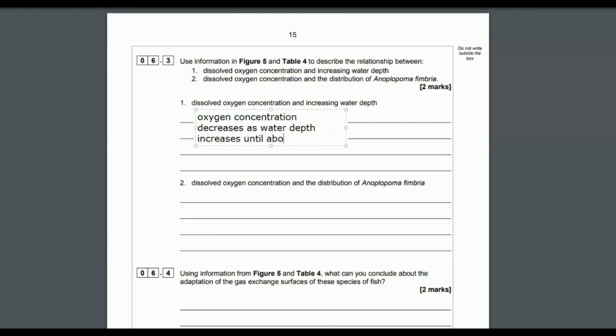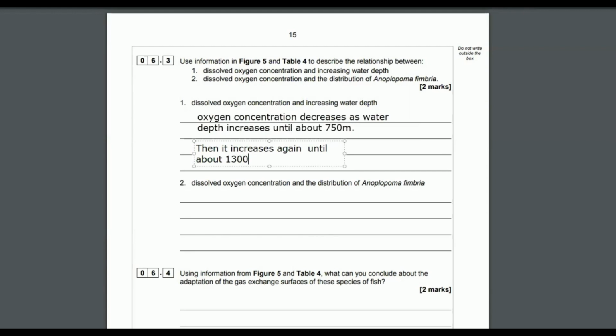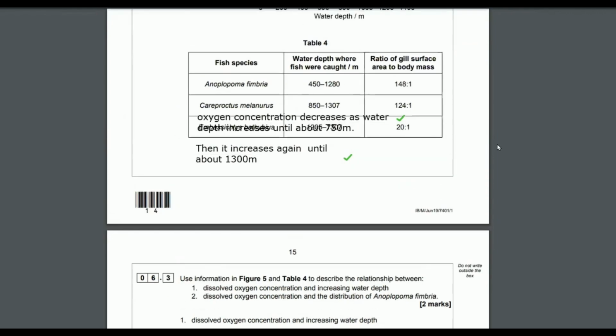So what we can see from that is that the oxygen concentration goes down in that first graph as we increase the water depth until about 750 meters, and after that it starts to increase again until about 1300 meters, where our graph sort of finishes. Okay, and that's going to get us 2 marks. So it's a description, so you're just saying it goes down, then it comes back up. And these are description marks, because the command word in the stem is description.